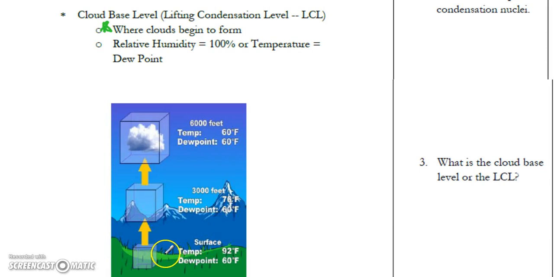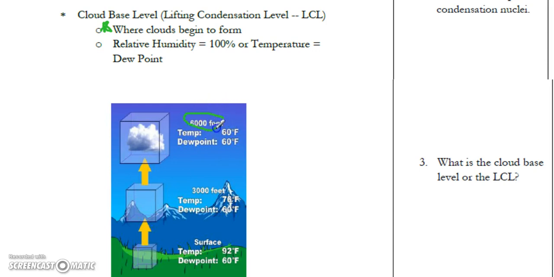At the surface, if this was a specific day, surface temperature was 92, dew point is 60. Air temperature is not reaching dew point, so relative humidity is not 100%. So we're not going to have clouds form. You have to reach the dew point for a cloud to form. Step 2 here is that temperature is 76 at 3,000 feet. Dew point's still 60, so temp and dew point aren't the same, so we're not going to have clouds form.